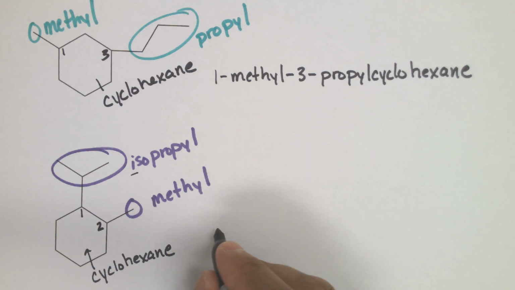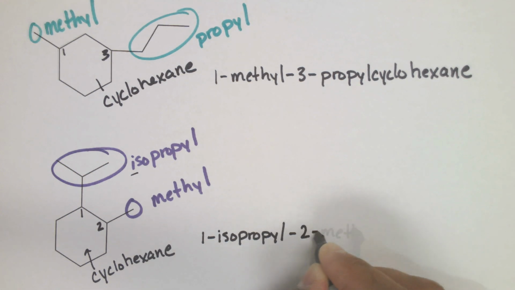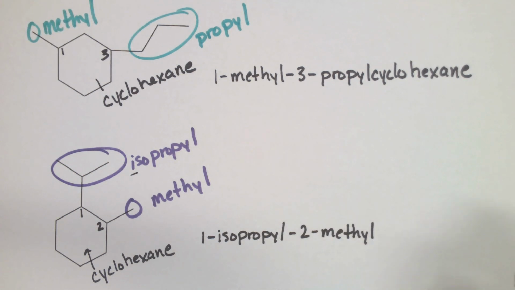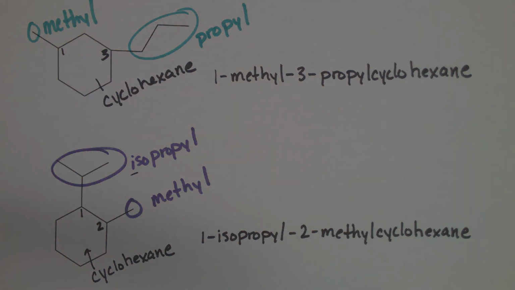The name here, 1-isopropyl, 2-methyl, cyclohexane. Now let's name some tri-substituted cycloalkanes.